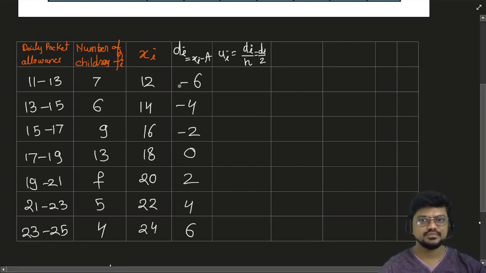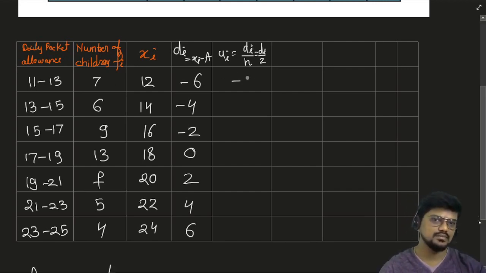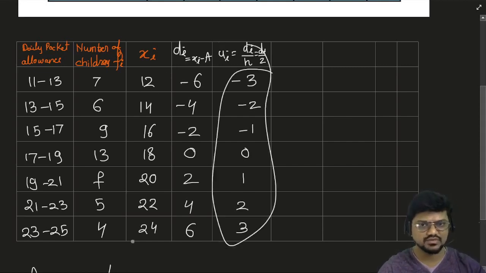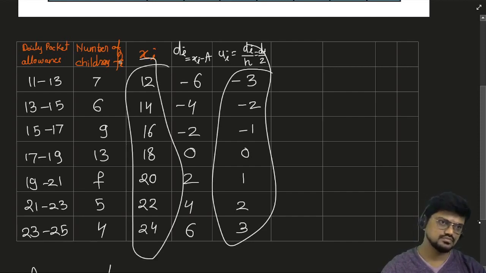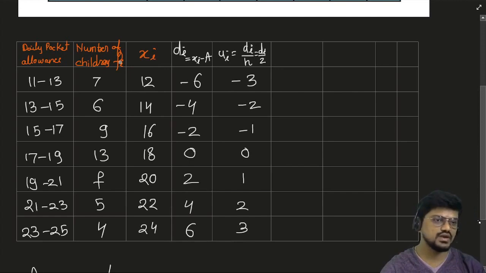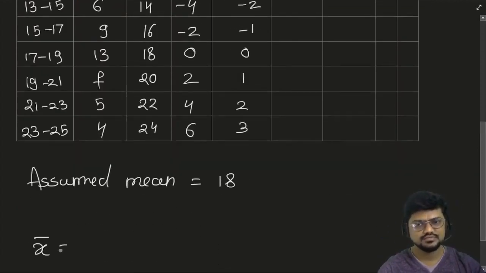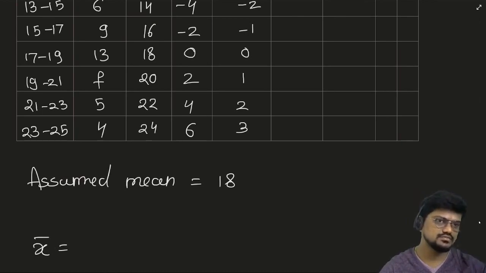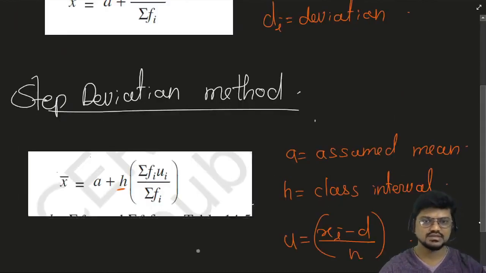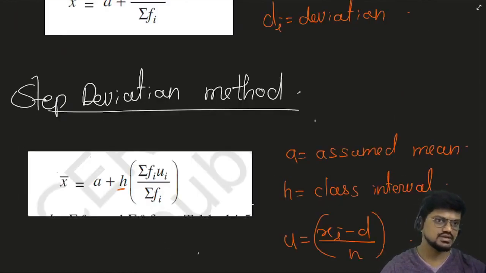Now minus 6 divided by 2 will be minus 3, minus 2, minus 1, 0, 1, 2, and 3. The number becomes even smaller as compared to these values, right? If you compare with these values, it becomes even smaller. Now it is very easy to find, right? Now what is our formula to find the mean in the step deviation method? That is this, right? So let's write it.